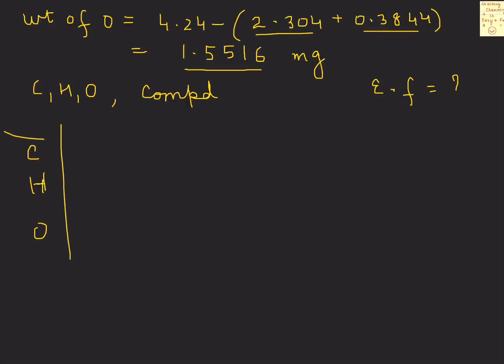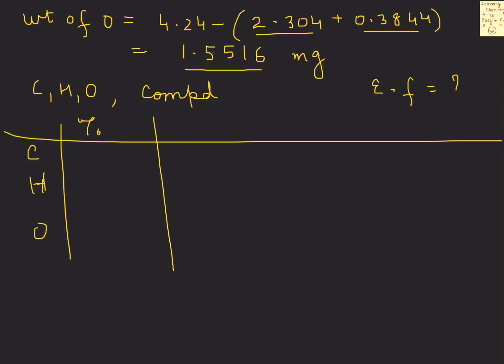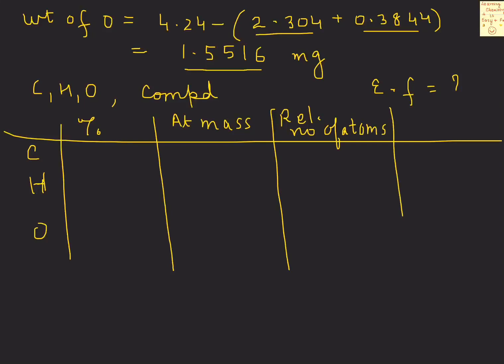you find out their percentage, because now we know only the mass. You put their atomic mass, you find out the relative number of atoms, that's your relative number of moles, and then you find out the simplest ratio. Now, something interesting over here. Because you have got mass and you've got the atomic mass, can we find the relative number of atoms from this data itself?